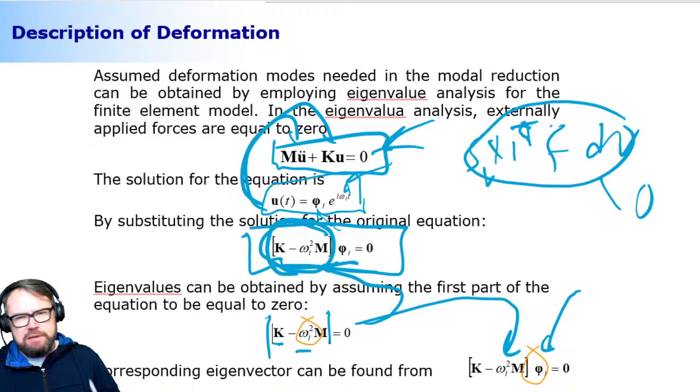So again, if you have a complex finite element mesh with n number of nodal degrees of freedom, you can get n number of eigenvalues and corresponding eigenvectors. How it goes, we're going to practice in a second.